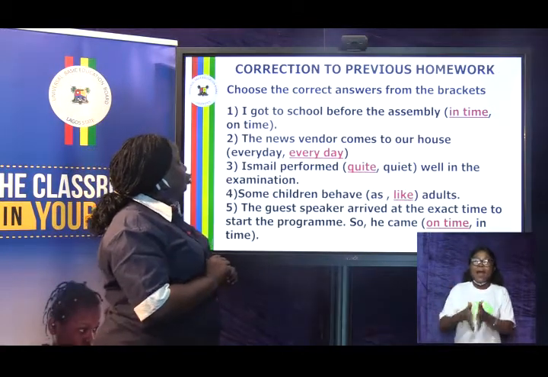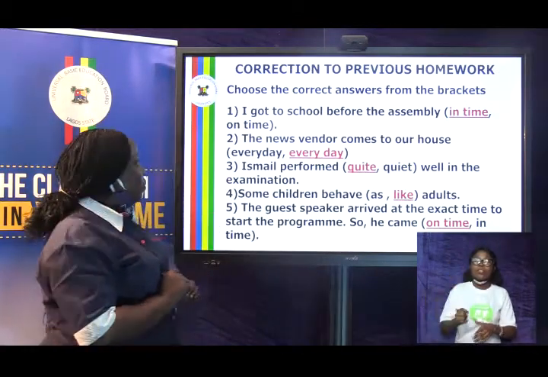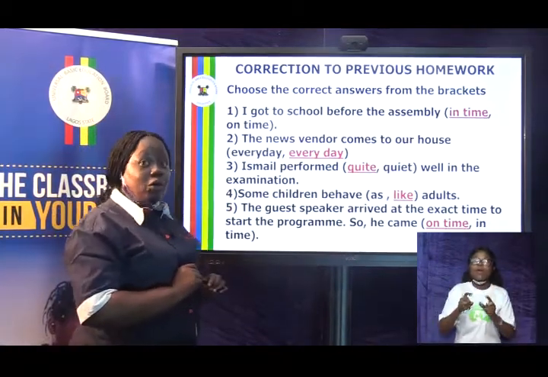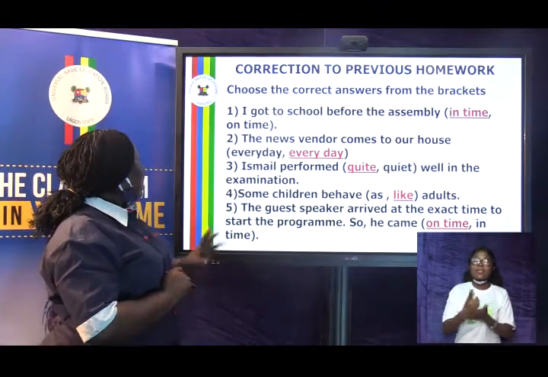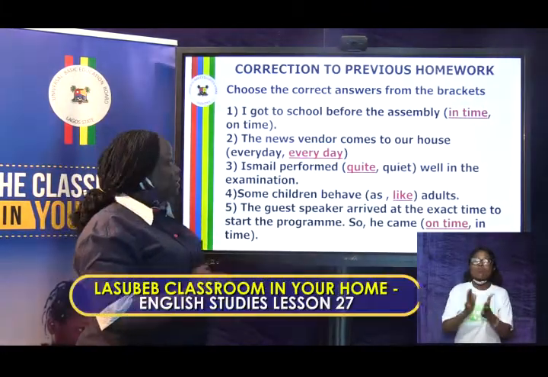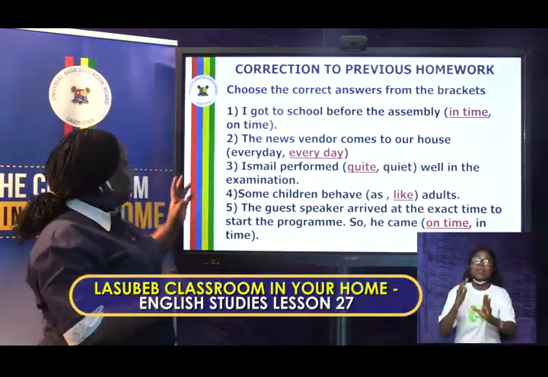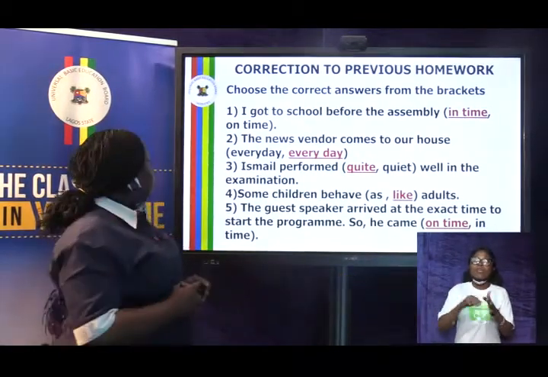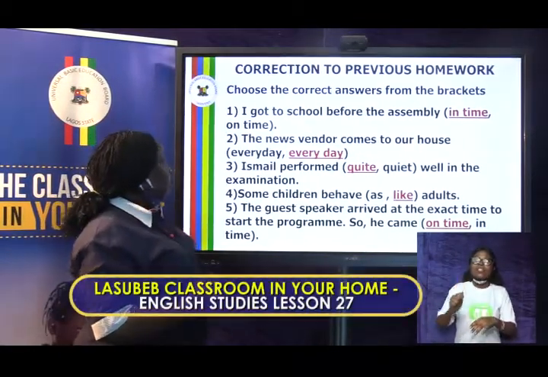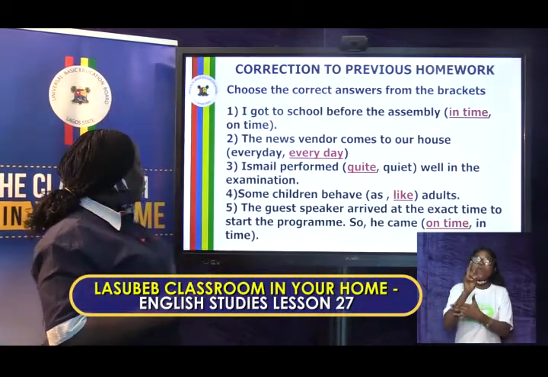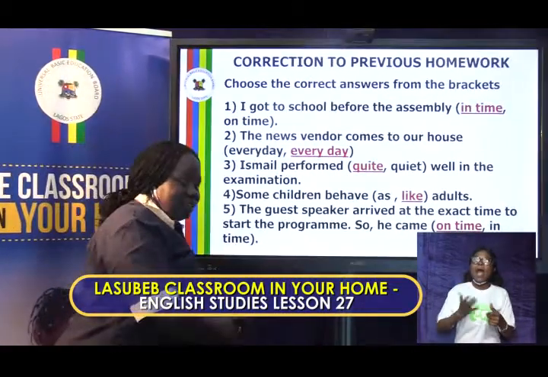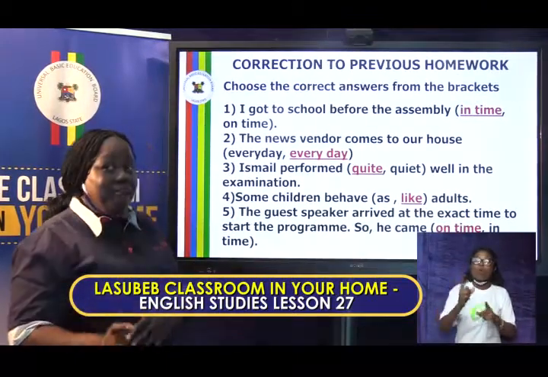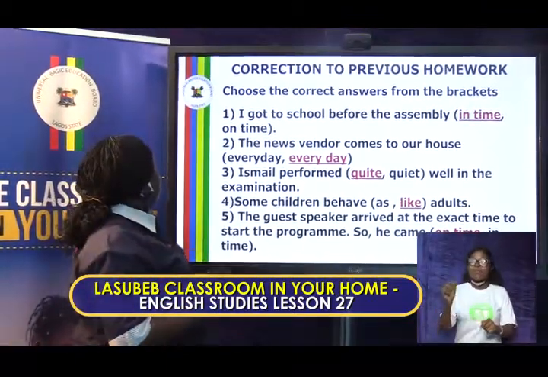You were asked to choose the correct answers from the brackets. Remember, our last topic was confusing words. 1. I got to school before the assembly. That means I got to school in time. 2. The news vendor comes to our house every day. Not everyday as one word. It comes to our house every day.